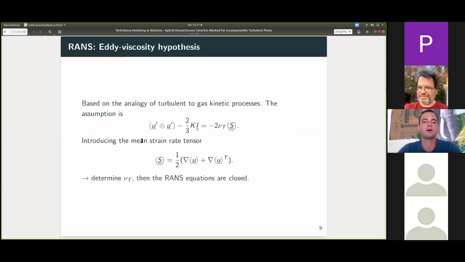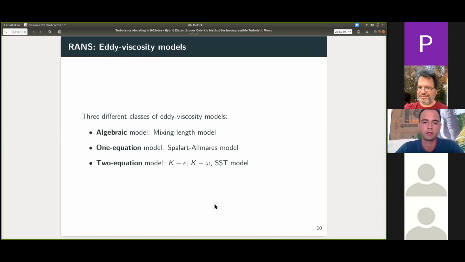So the Boussinesq hypothesis is based, as already mentioned, on this analogy. The assumption is that the Reynolds stress tensor is proportional to an eddy viscosity and to a mean strain rate, which is defined here. What we are going to do in all those turbulence models or eddy viscosity models is find a way to determine this nu_T, this eddy viscosity. And if we have that, we can close our problem.